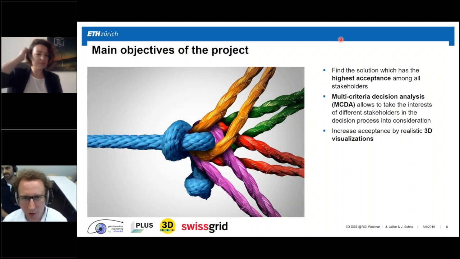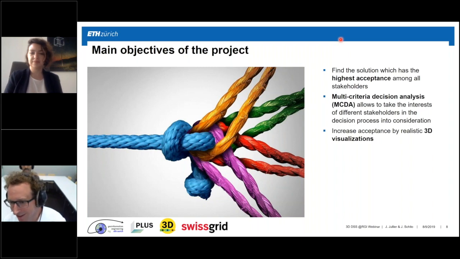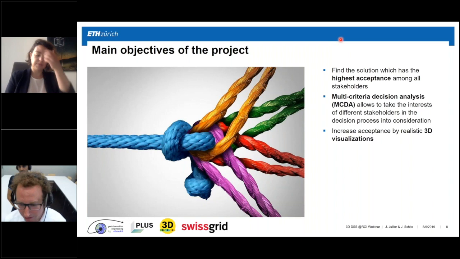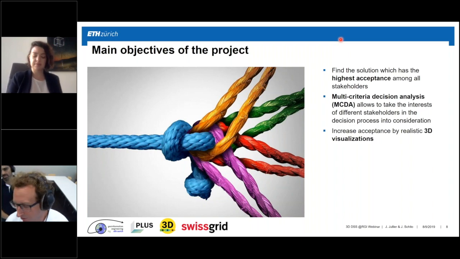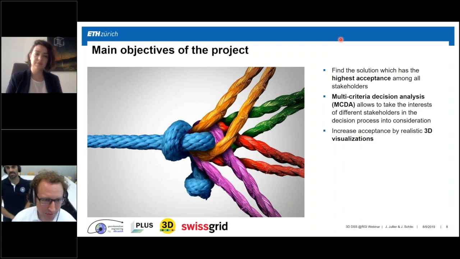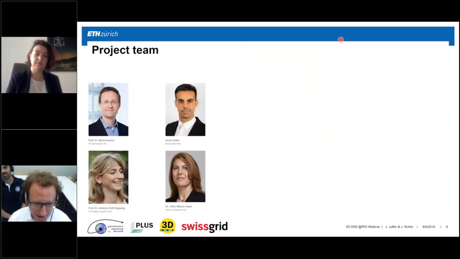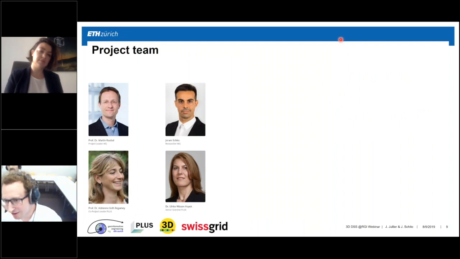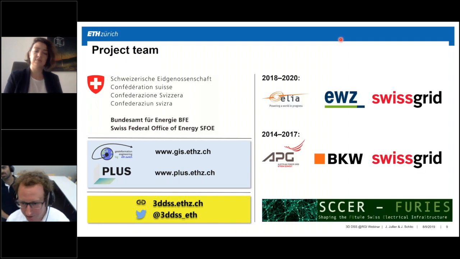And in the end, the product will also help us because it visualizes the lines or also the corridors for the directly affected individuals, and we can show the line to them at information events, and so we can decrease the fears as well with these visualizations. And now this project is made by 2 institutes at ETH Zürich together with industrial partners such as Swissgrid.